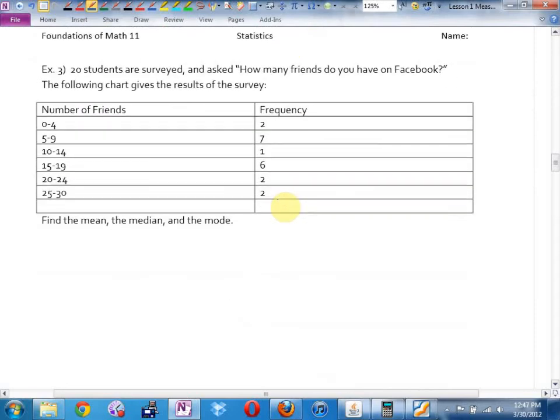20 students are surveyed, and they're asked, how many friends do you have on Facebook? The following chart gives the results of the survey. Find the mean, the median, and the mode.